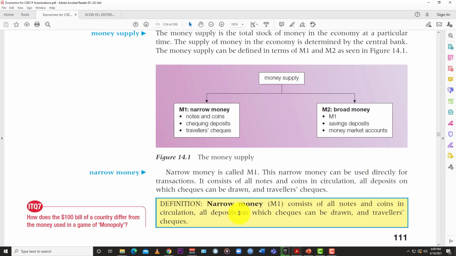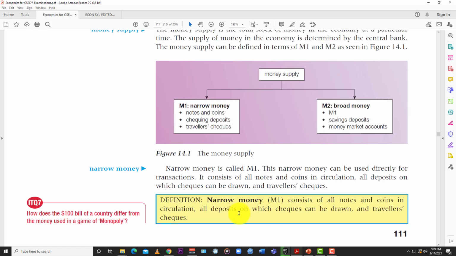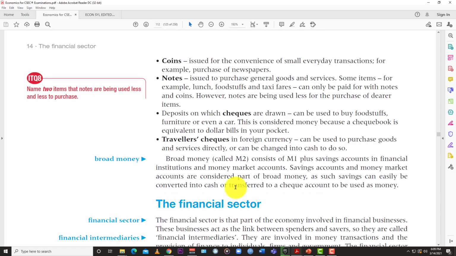Now M2 or broad money consists of all of those, plus savings accounts in the financial institutions and money market accounts. So all those plus M1 and M0 is what we call M2 or broad money. Savings accounts and money market accounts are considered part of broad money. As such, savings can easily be converted into cash or transferred to a check account to be used as money.